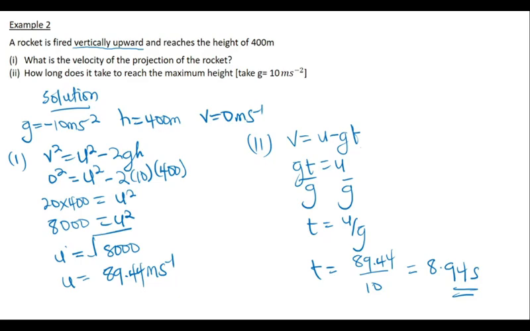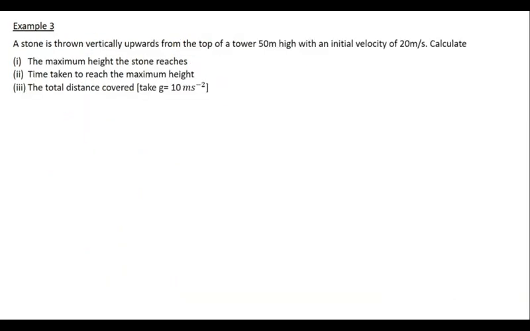All right, let's have a look at one final example. And the question reads: a stone is thrown vertically upwards from the top of a tower. This is one of the special cases that I described earlier on. So I read the question again. A stone is thrown vertically upwards from the top of a tower 50 meters high with an initial velocity of 20 meters per second. Calculate (i) the maximum height reached by the stone, (ii) the time taken to reach the maximum height, and then (iii) the total distance covered. Beautiful. So let's go ahead and write our solution down.